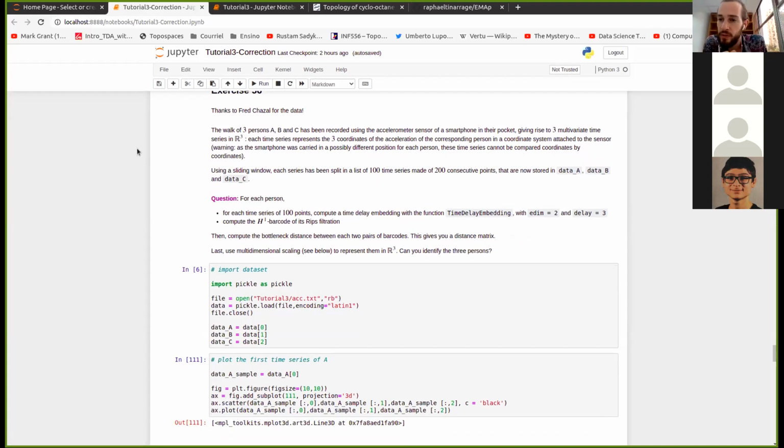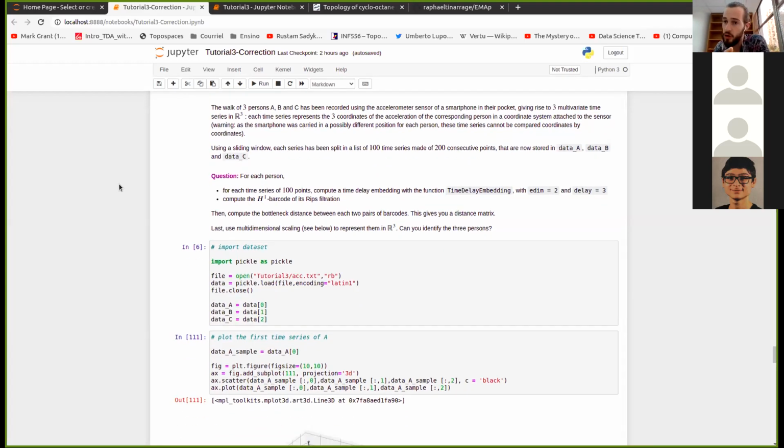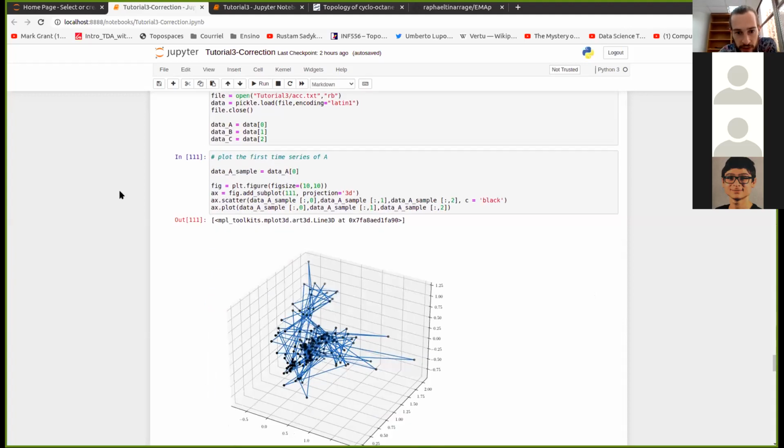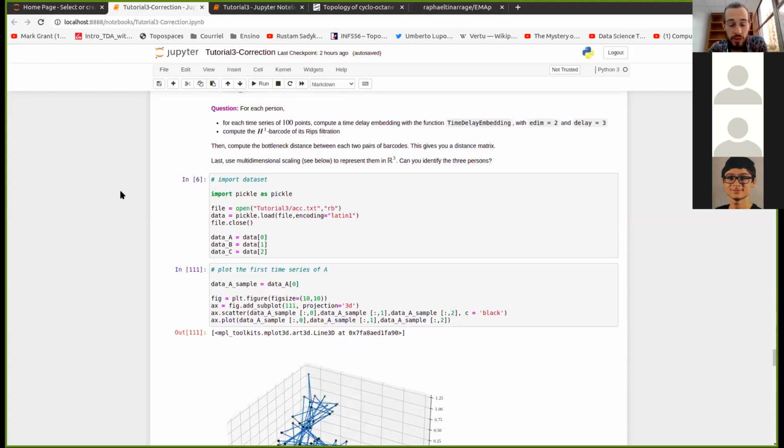What is complicated with this data set is that the persons did not put their phone in the same sense in their pocket. And even more, the phone may move a little bit during the day. So you cannot use usual techniques of comparison of time series. Here, we will do a time delay embedding. No, I think we won't even do a time delay embedding. We will just compute.